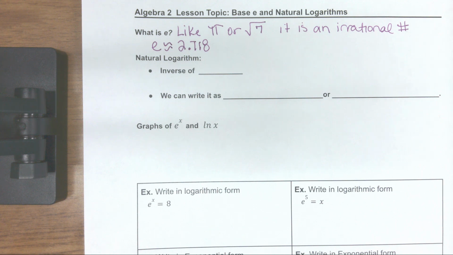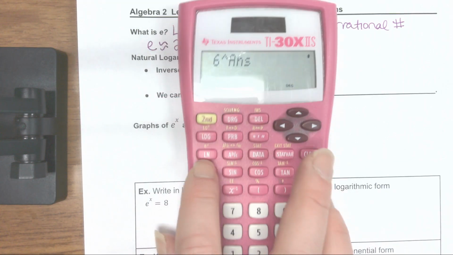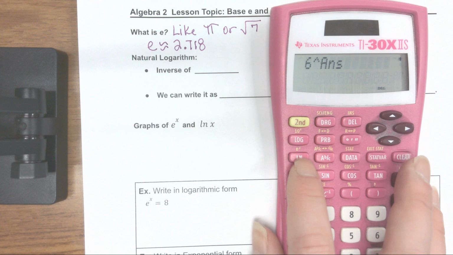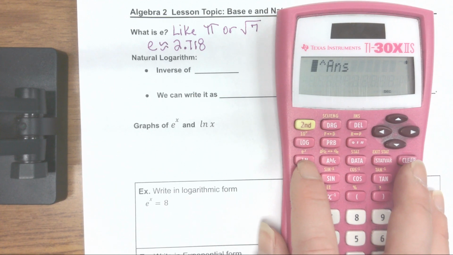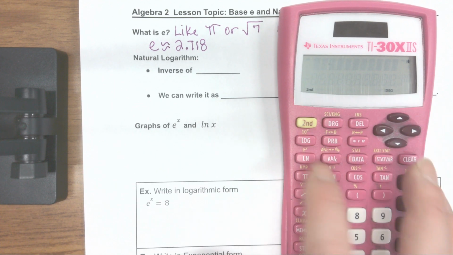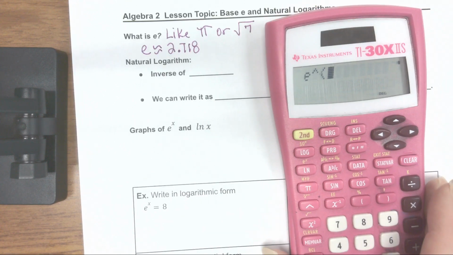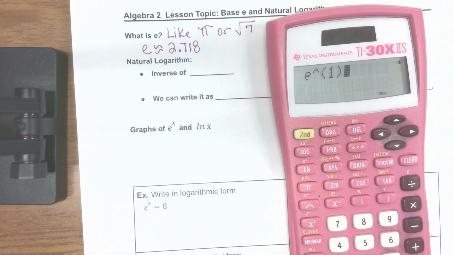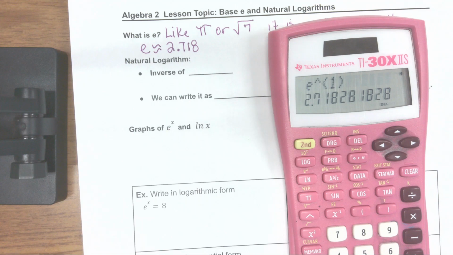Let me show you on the scientific calculators. There's a couple here. Do you see it? E is also below the log. So it's second ln, and we're going to talk about ln in a second. If you did E to the first, that's what I'm talking about.